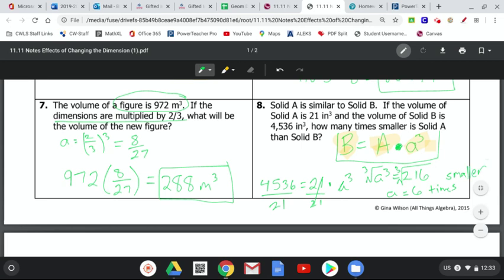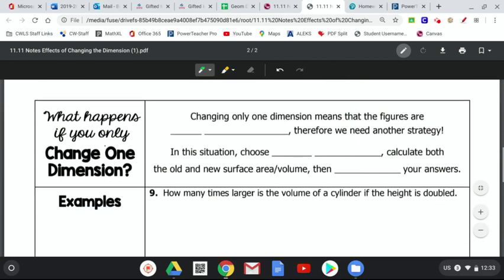6 times smaller. Okay, and again, we just did that because we set up our formula the same way we did before. Small times our A cubed value equals our big volume, and then we divide, take the cubed root. It's going to be 6 times smaller. All right, so moving on to the next page.